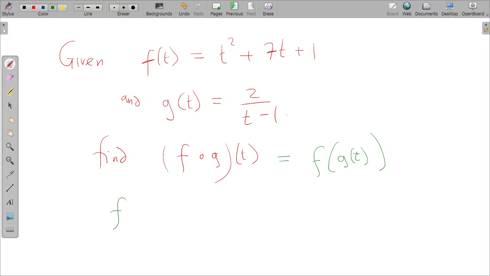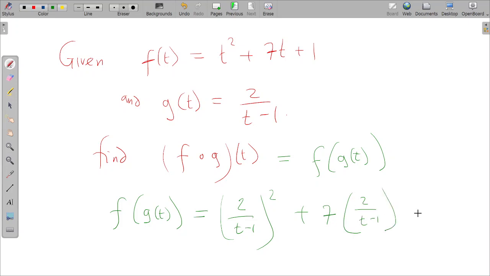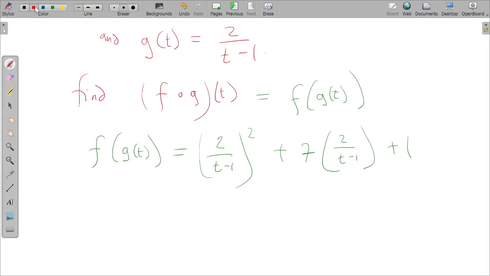So that means f of g of t is now equal to 2 over t minus 1, raised to the power 2, plus 7 times 2 over t minus 1, plus 1. That is it. Of course, we can now simplify: this will become 4 over t minus 1 squared plus 14 over t minus 1 plus 1. That is f of g of t.